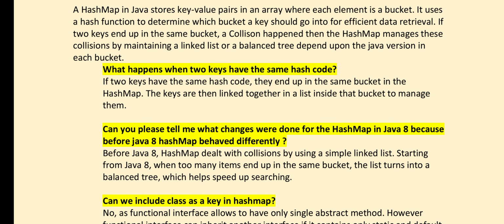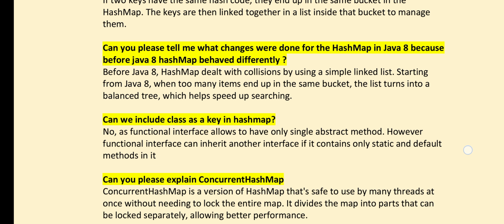Can you please tell me what changes were made to the HashMap in Java 8? Before Java 8, HashMap behaved differently. Before Java 8, HashMap dealt with collisions by using a simple linked list. Starting from Java 8, when too many items end up in the same bucket, the list turns into a balanced tree, which helps speed up searching.